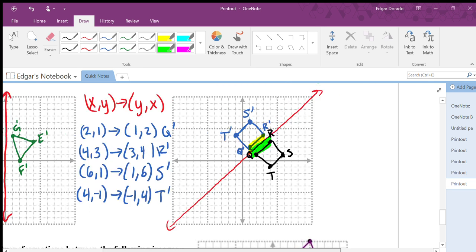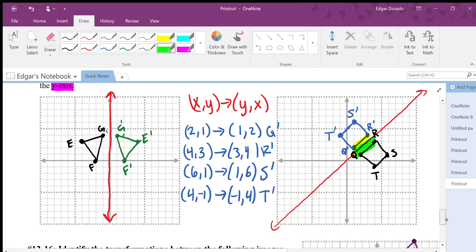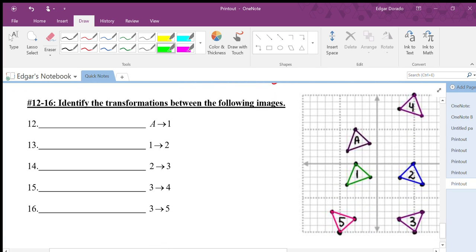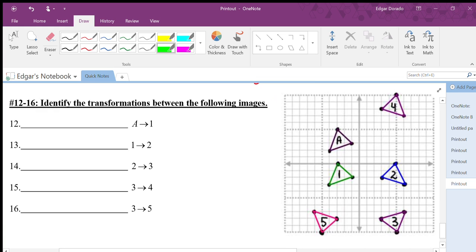Okay. All right. We're going to finish off this final activity by looking at these few transformations here. It says identify the transformation between the following images. So we want to look at the transformation A to 1, sorry. So A to 1.